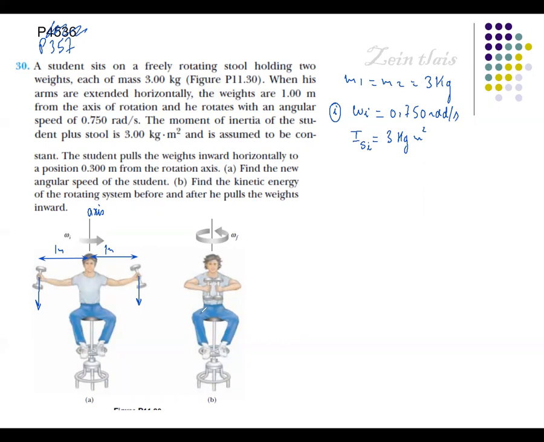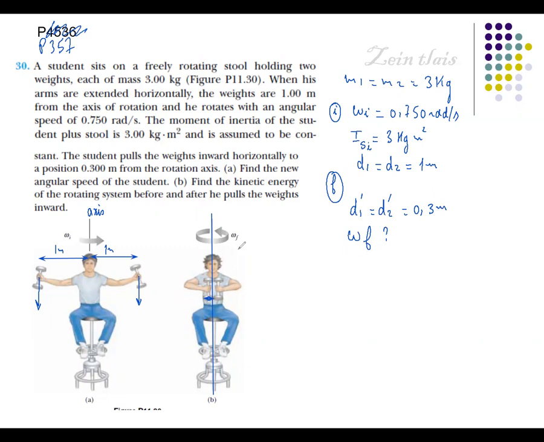As a final state, we get a new position of the masses, where the distance between the masses and the axis equals 0.3. Initially, D1 equals D2 equals 1 meter. As a final state, we have D1 prime equals D2 prime equals 0.3 meter. And we have to find omega final of the system.